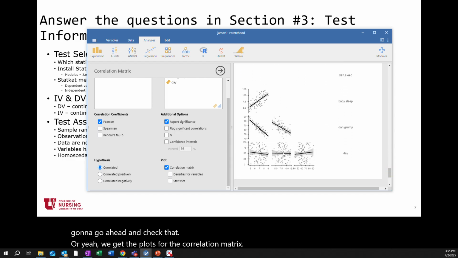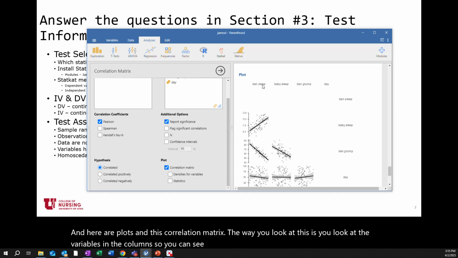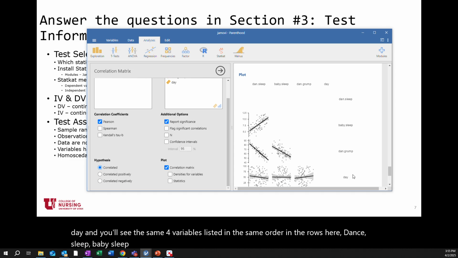And here are plots, and this correlation matrix, the way you look at this is you look at the variables in the columns. So you can see we have 4: Dan sleep, baby sleep, Dan grump, day. And you'll see the same 4 variables listed in the same order in the rows here. Dan sleep, baby sleep, Dan grump, day.